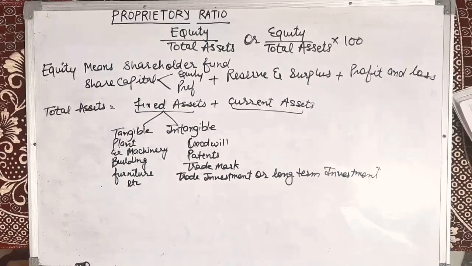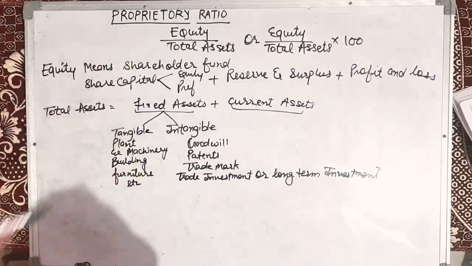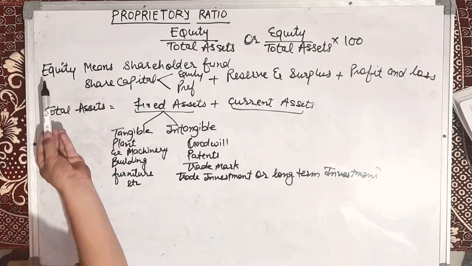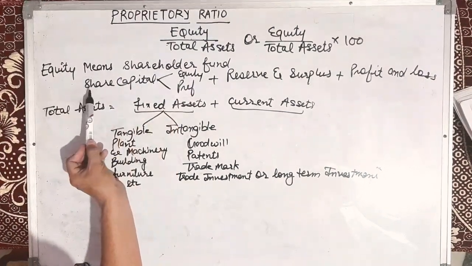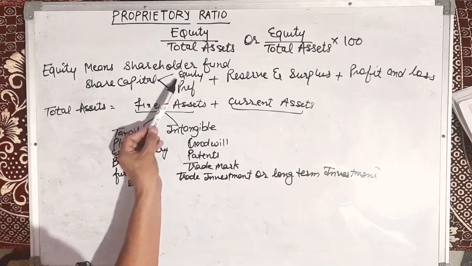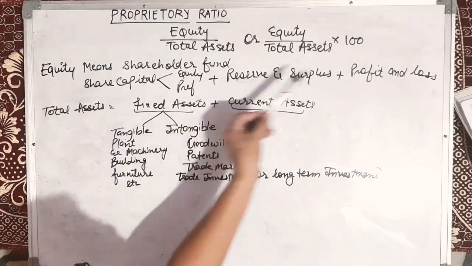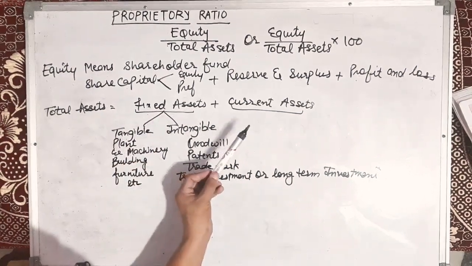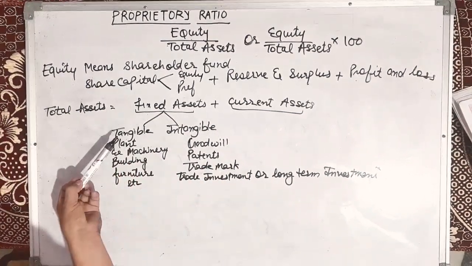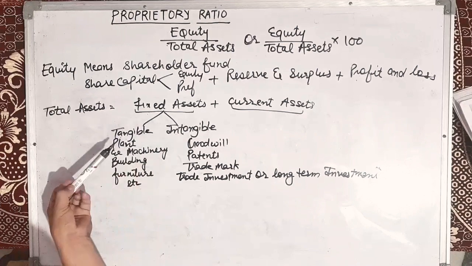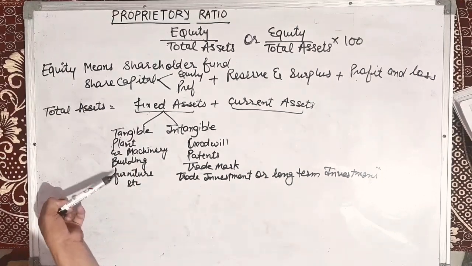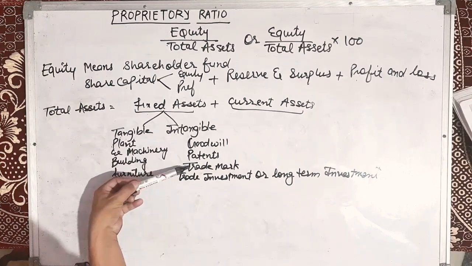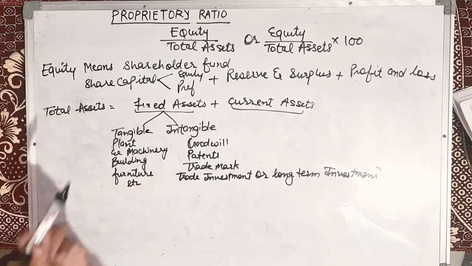So I shall repeat: equity over total assets. We need two components, equity and total assets. Equity means shareholder fund, that includes share capital, both equity and preference, plus reserve and surplus, plus profit and loss. Total assets include fixed assets plus current assets. Fixed assets are tangible and intangible: plant and machinery, building, furniture, etc. And intangible assets are goodwill, patents, trademark, and trade investments.